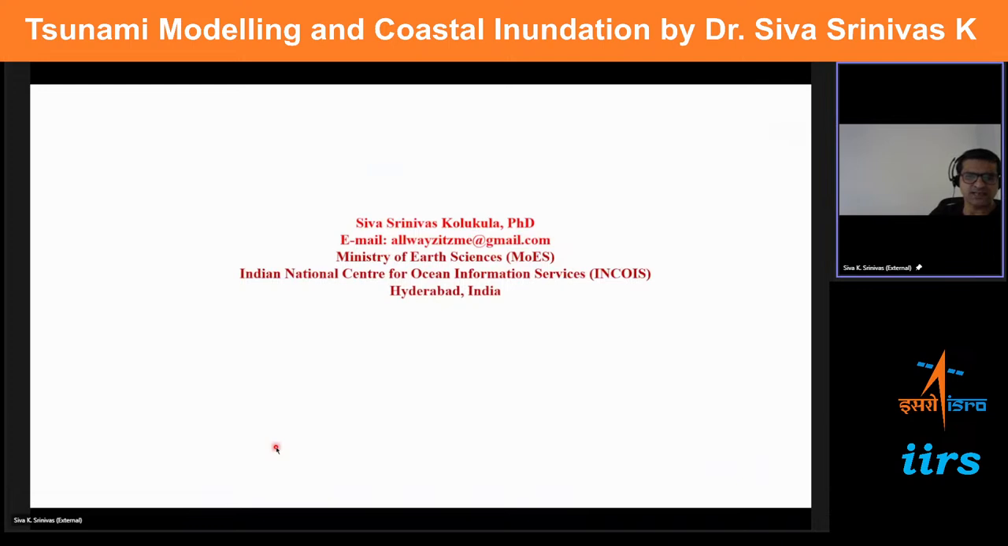Once we calculate the wave height, we use post-processing tools like GIS, Python, MATLAB, Octave, etc. We plot and we issue bulletins. So our main interest is to calculate the wave heights. Yes. So that's all I have from my side.